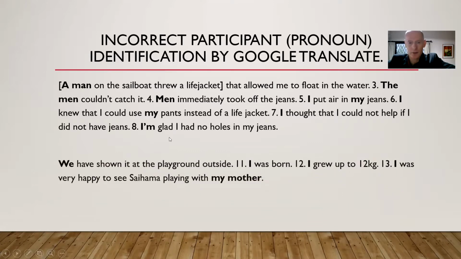And just referring back to the story of the panda I talked about at the beginning of this presentation, the panda's name is something like Saihammer, although the name changed several times during the story itself. I think that's because Google Translate couldn't understand which reading of the kanji characters to use. And here we find that the panda is playing with my mother. Well, I believe the panda was playing with its own mother, not my mother, or indeed the mother of the person who wrote the story.